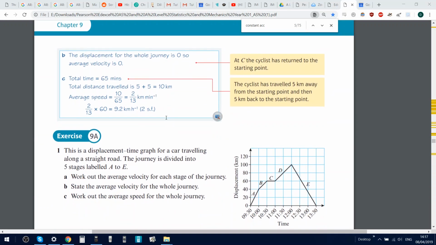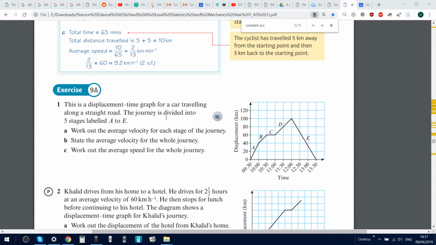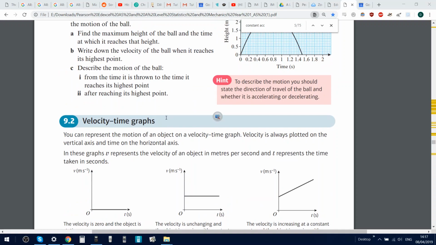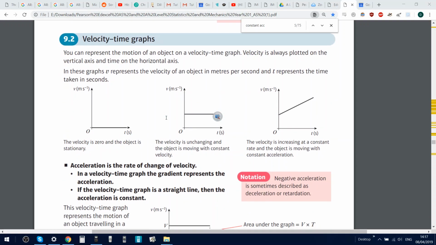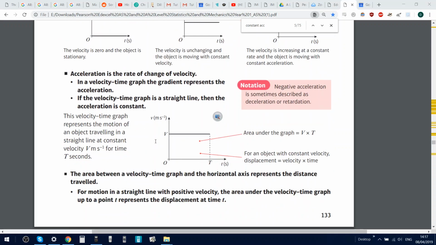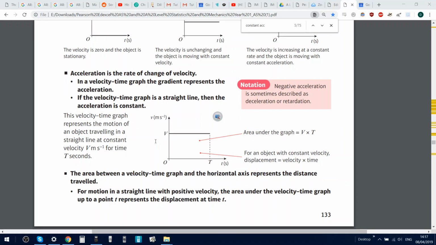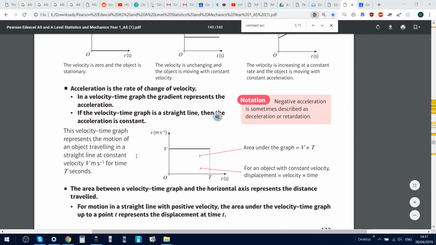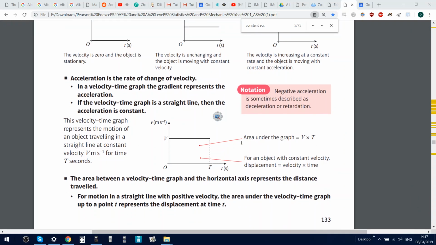Okay, silly me. Okay, are these worth doing? No. Yeah, see, there's not even any exam questions for those. Okay, velocity time graphs is what I'm thinking of. Velocity time graph, I think you've got a good idea for this one. So that's a velocity of 0. That's a constant velocity. That's increasing velocity. The area under the graph, velocity times time.